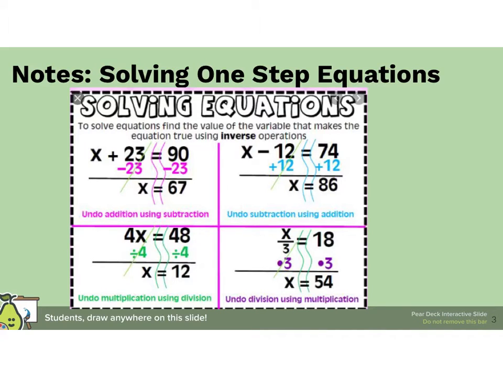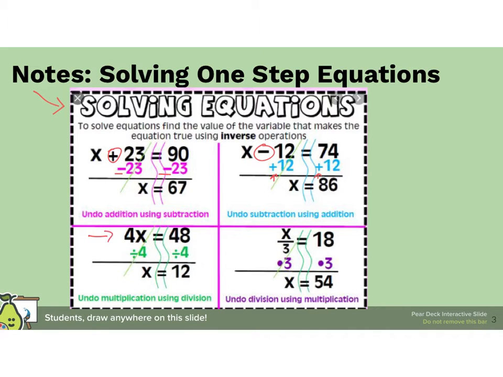All right, so we are doing one-step equations again, and this time I was able to find a nice poster for you with all the different types of one-step equations. So there's addition equations, which you solve by subtracting on both sides. So you're always doing the opposite. There's subtraction equations, which you solve by adding on both sides.